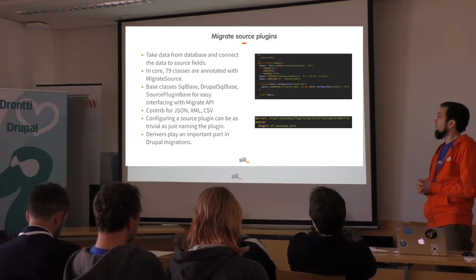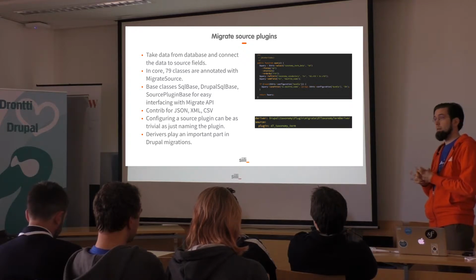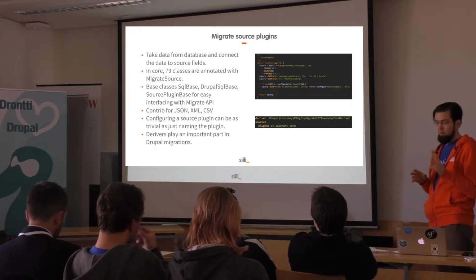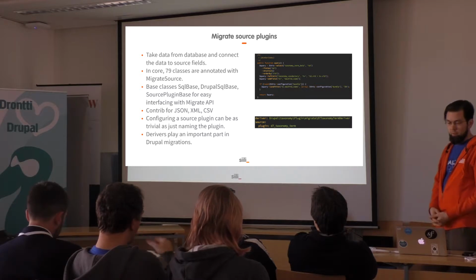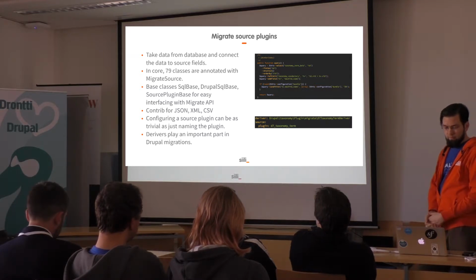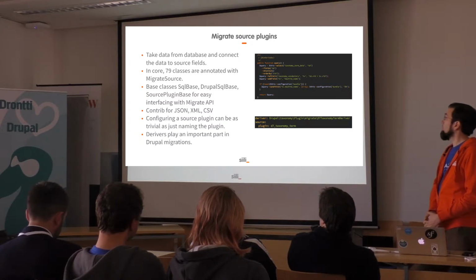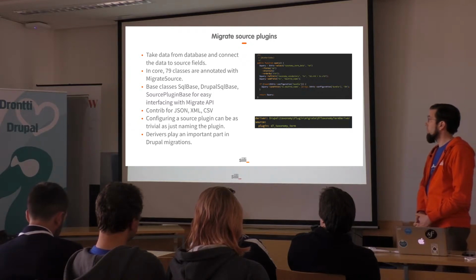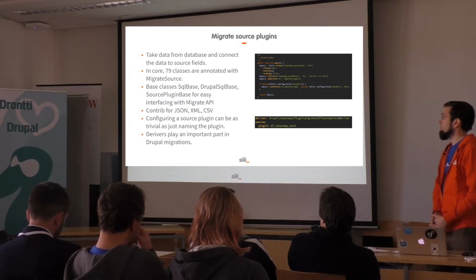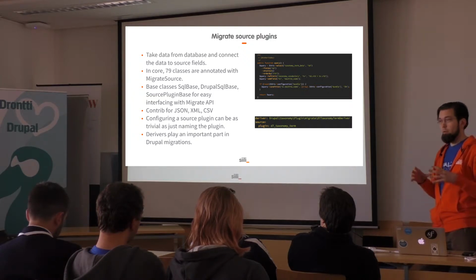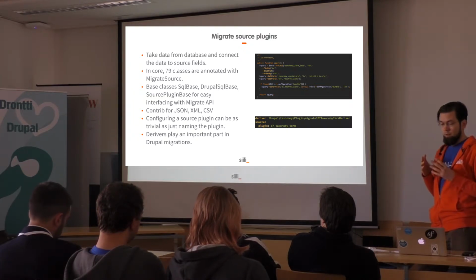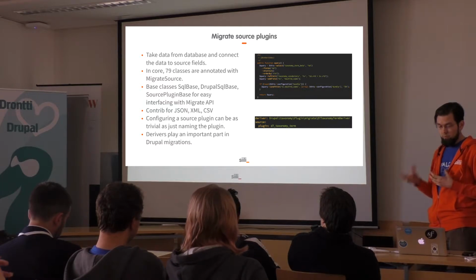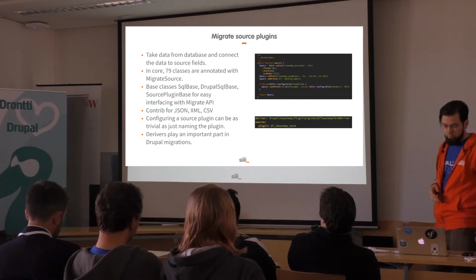Source plugins. In core, there are 79 classes that are source plugins, or they might be some base plugin classes too. So the figure is not exact. There are useful base classes for you to use in custom migrations, Drupal SQL-based source plugin base classes, so that you can just extend those and implement the methods you need to implement, to get you started.